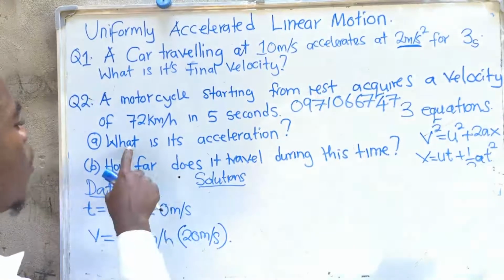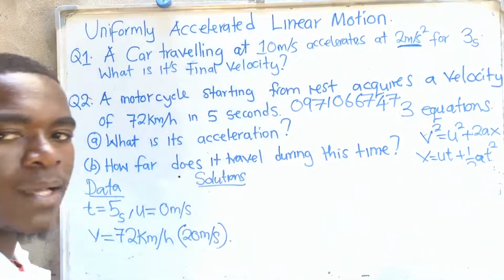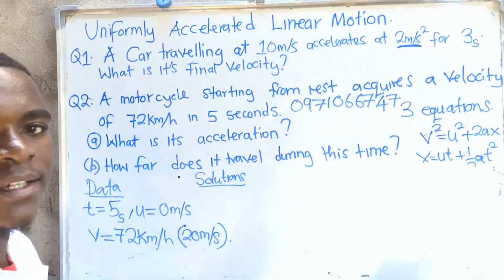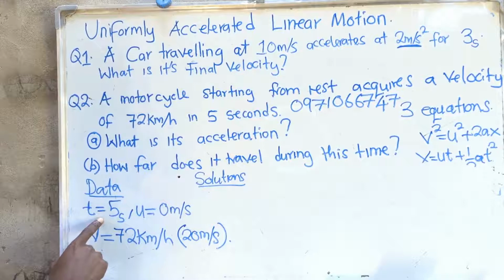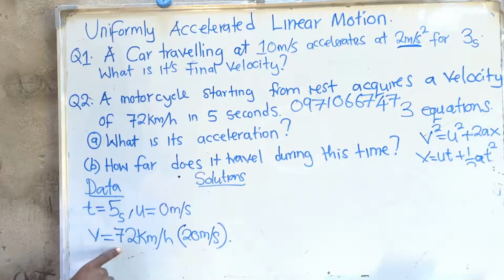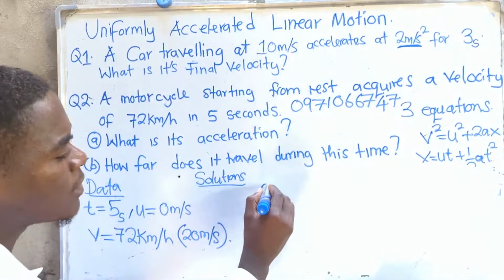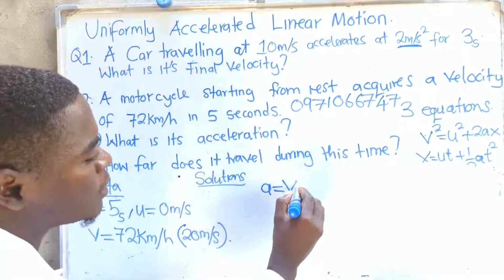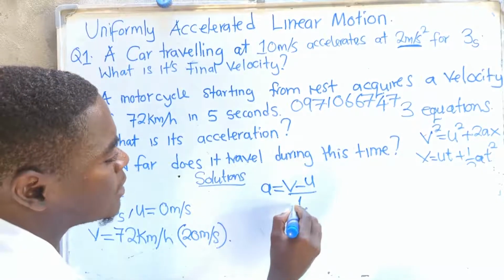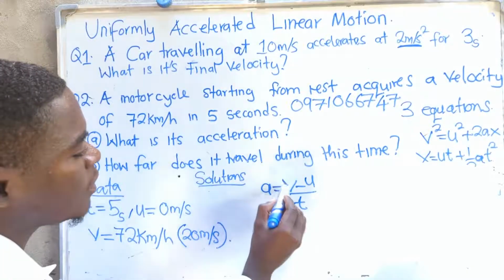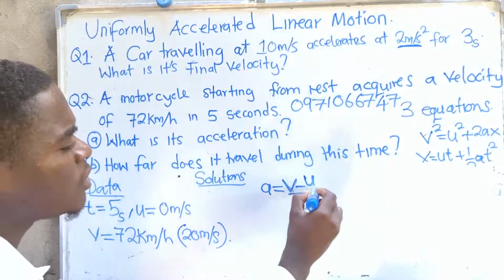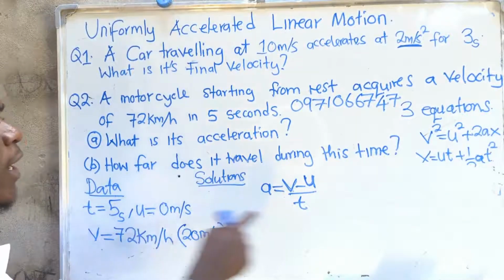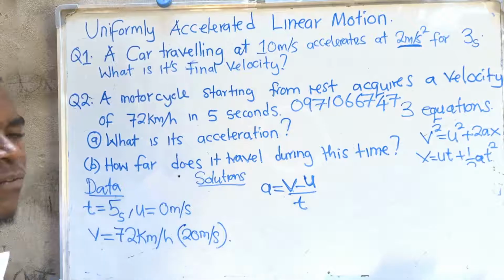So what we are going to do now, we want to answer this question. What is its acceleration? We want to find the acceleration. How then do we get to find the acceleration? You are given this, you are given that. So acceleration, we know that acceleration is equal to final velocity minus initial, over time. Are you given the final velocity? This one is the final velocity. Are you given the initial? Yes, the initial is 0. Are you given the time? Yes, the time is 5 seconds.